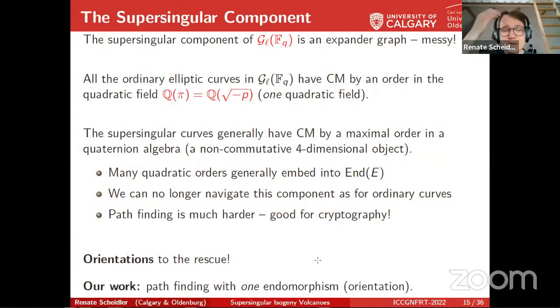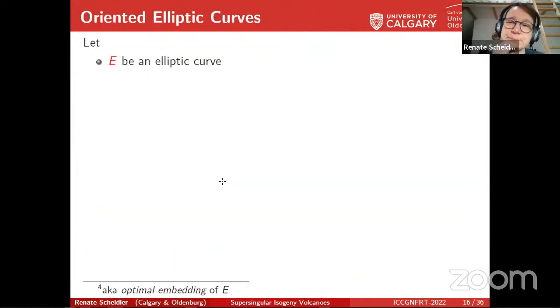So we will now answer the question, our work answers the question: if you have one endomorphism, and you can think of orientations and endomorphisms as more or less the same thing, how do you do pathfinding in the supersingular component? This is what we're working on. Okay, so what is an orientation?